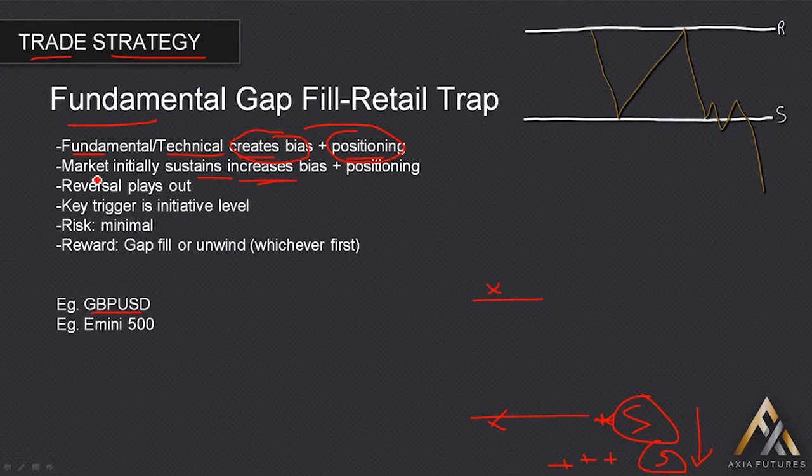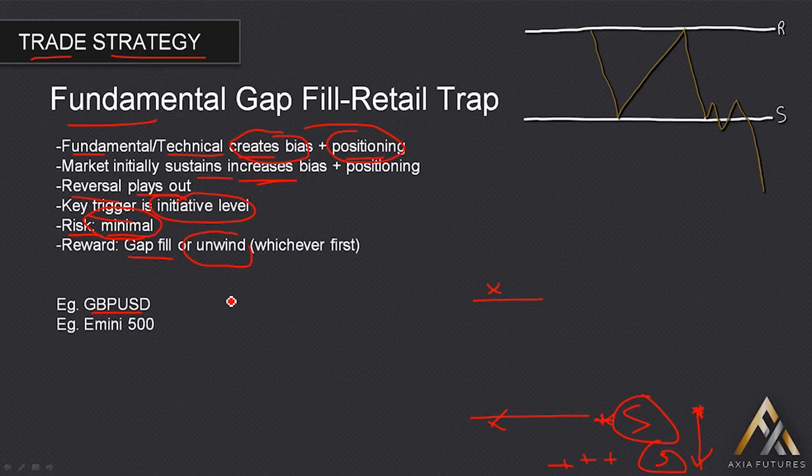Now note, the reversal then begins to play out, and we use the key trigger as the initial initiative. So when we get the second bit of initiative, the second bit of positioning going in the market, that is our key trigger point. Now don't worry, I'm going to show you an example in a minute. Now the key is risk is absolutely minimal in this, guys. It is a really, really good trade because it's got minimal risk and it's got a very strong upside, in the sense that the gap should be filled or the stop should be unwound, whichever comes first.